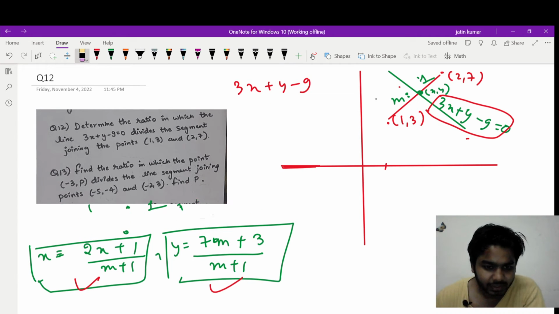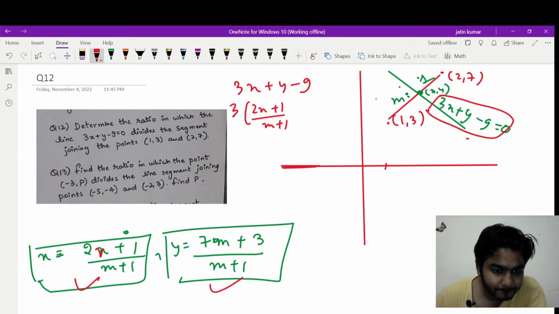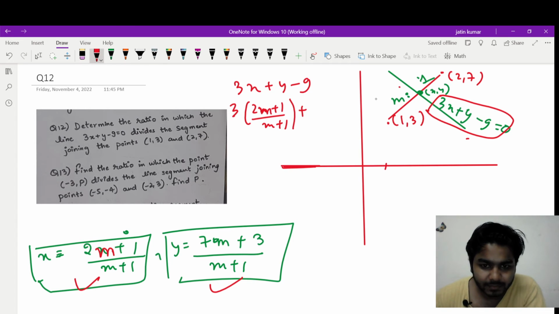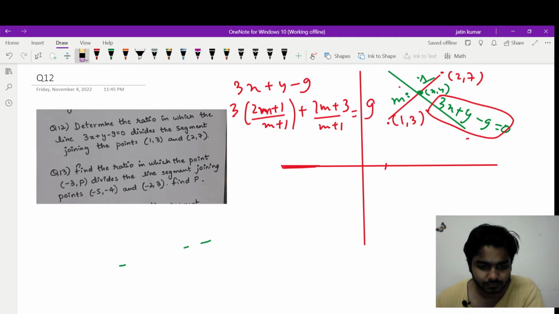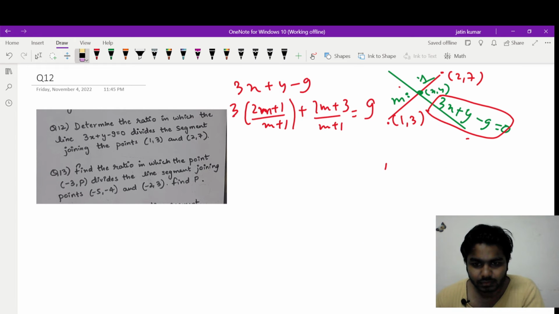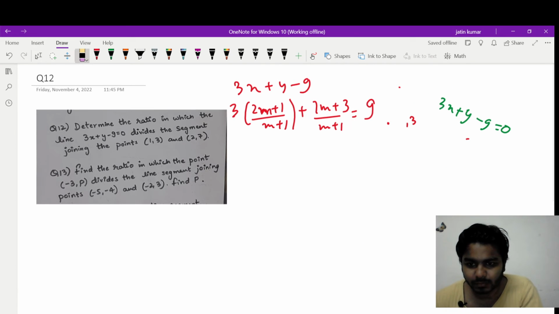So let me rub it and put the value of x and y. So 3 into (2m plus 1) upon (m plus 1), sorry, this is m, plus y, (7m plus 3) upon (m plus 1), is equal to 9, right? So from here we will get our m.